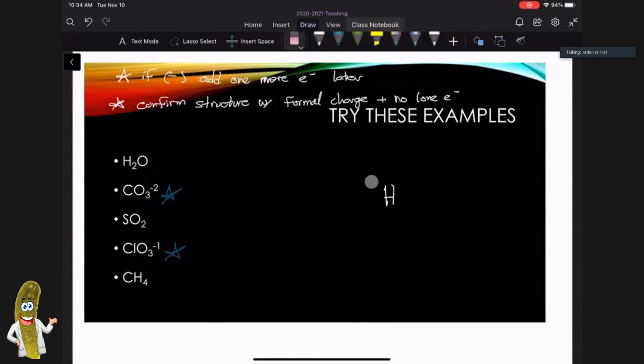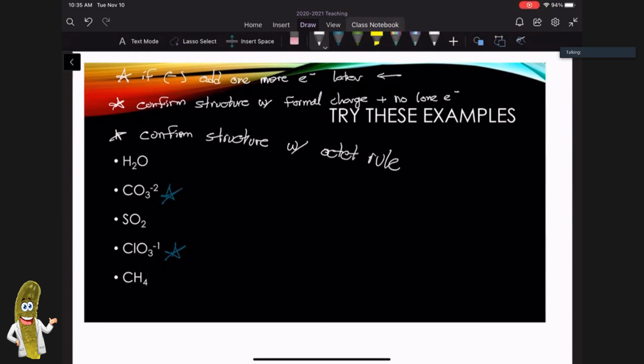So the three suggestions that I would have for your Lewis structures are: if there's a negative charge on something, add that last electron later, towards the end. Confirm the structure with the formal charges. You also will confirm the structure with the octet rule. So you want 8 surrounding electrons, like such.